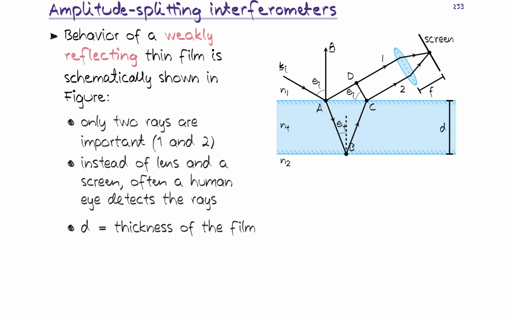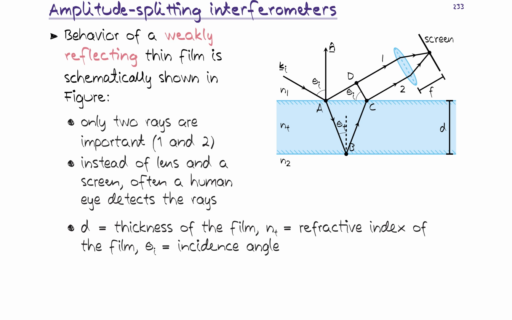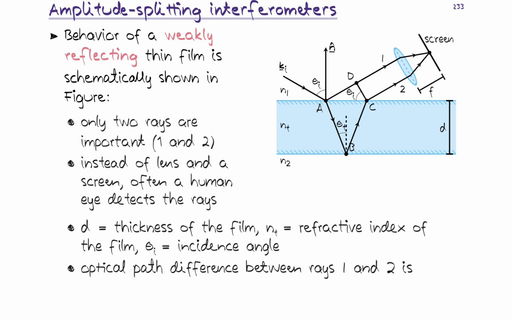So here in our configuration, d is the thickness of the film, and as the name suggests, this d parameter is usually not very much. n2 is the refractive index of the film, and theta_i is the incidence angle. So these are the main parameters of interest here, and now we can start calculating what is the optical path difference between the two rays.